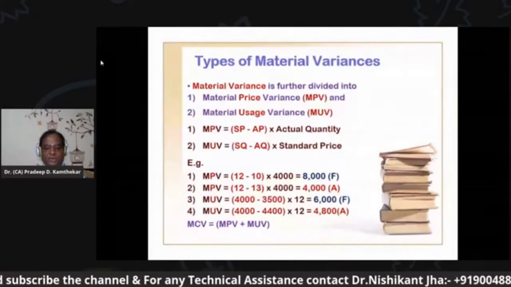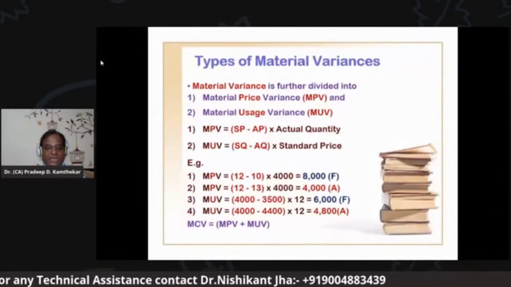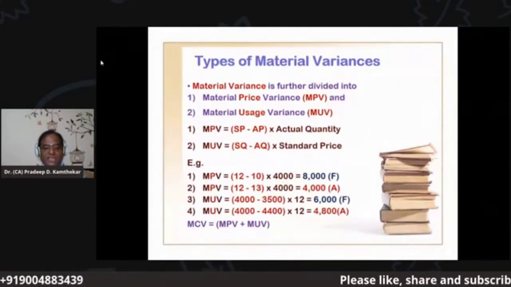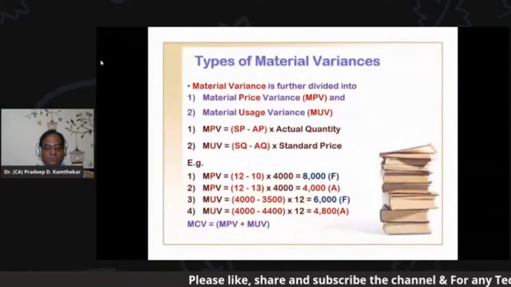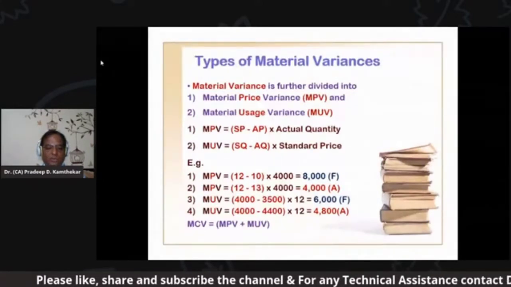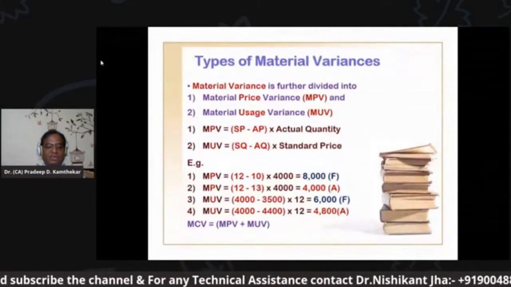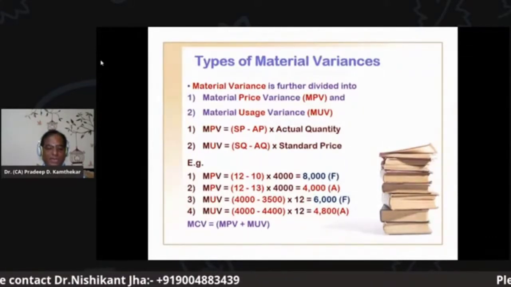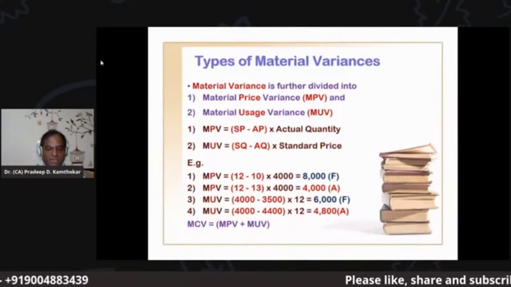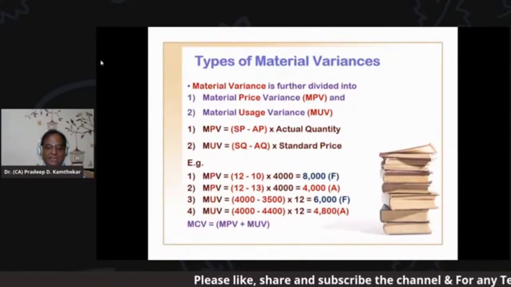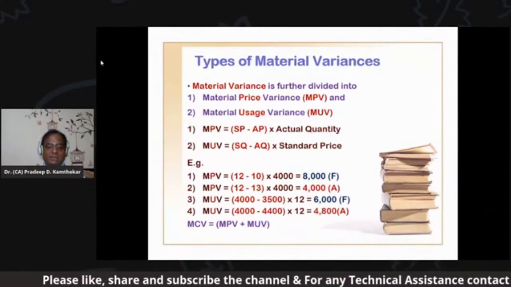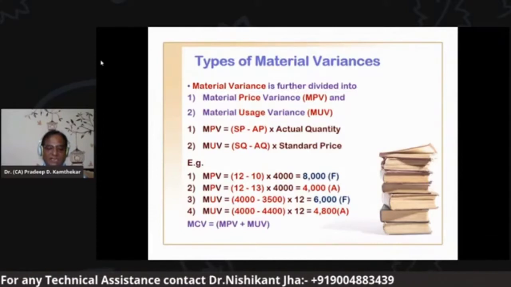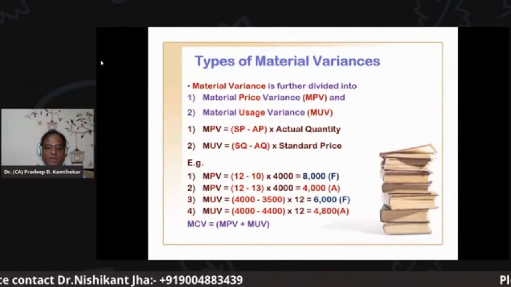In the four examples which I have given below, you can understand this. In the first case, standard price was 12 and actual price was 10. So standard price is more by rupees 2, and 2 into 4,000 is 8,000. Here the business has saved 2 rupees per kilogram or per liter or per meter, on 4,000 kilos. Like that, the business has saved 8,000 rupees on account of the price of the material. So this is 8,000 favorable material price variance.